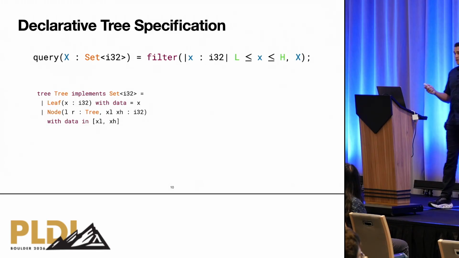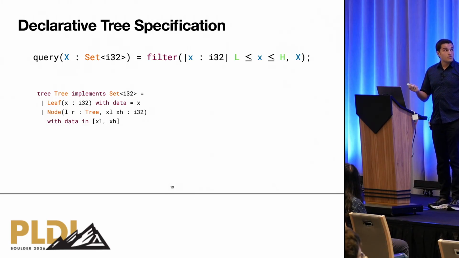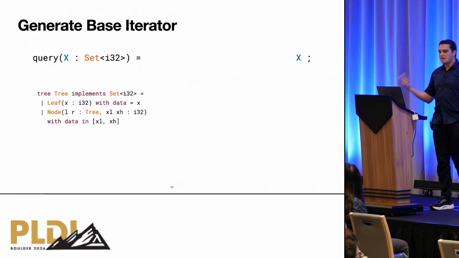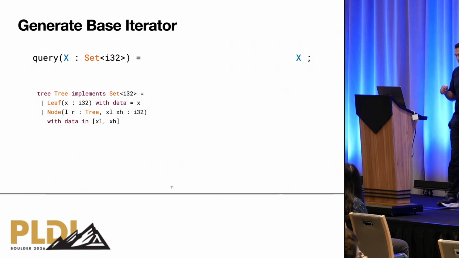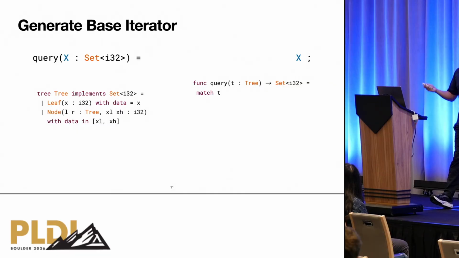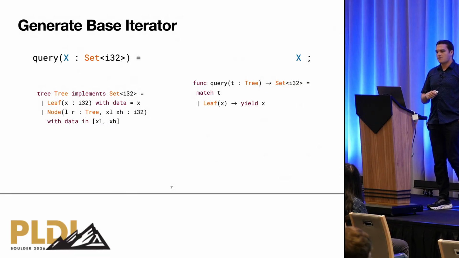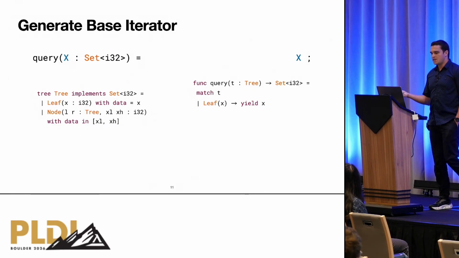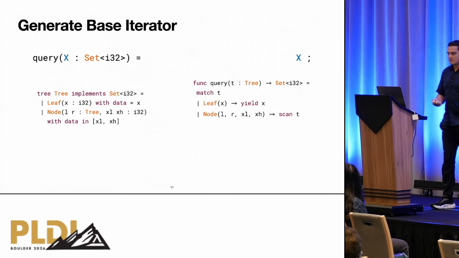The Bonsai compiler is a bottom-up code generator. And so we take this tree specification and we take this query, and we first generate a base iterator for the base set. And so to iterate the base set, we produce the following tree traversal, which matches on the tree type. For any variant with an explicit data label, we yield that data. And for any recursive node, we scan that subtree.